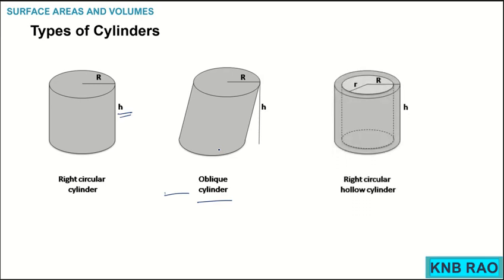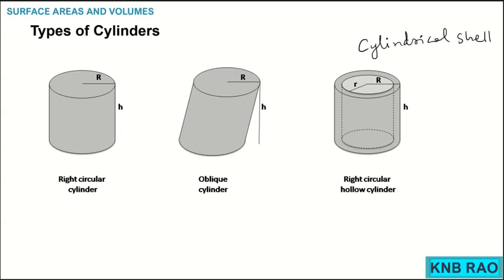And then another is the right circular hollow cylinder. It is also called a right circular hollow cylinder or cylindrical shell. Now here this right circular hollow cylinder is also called cylindrical shell.